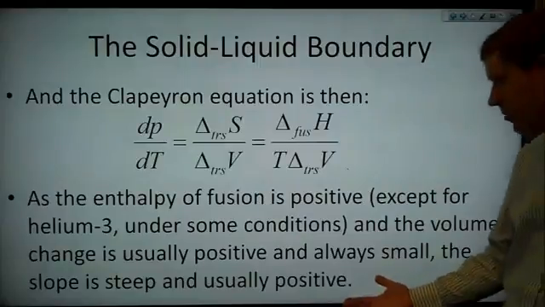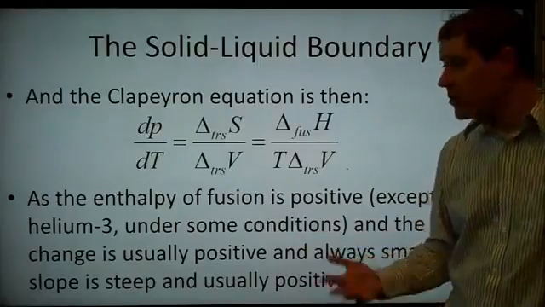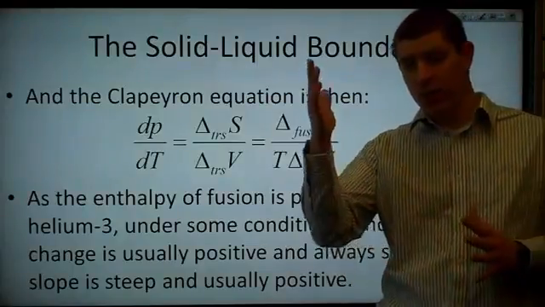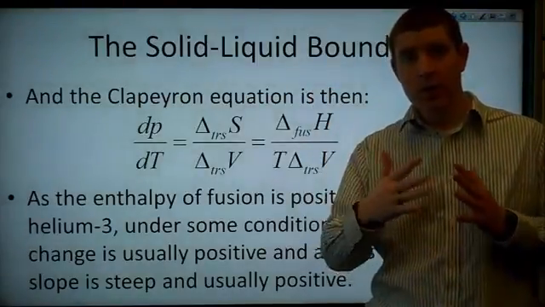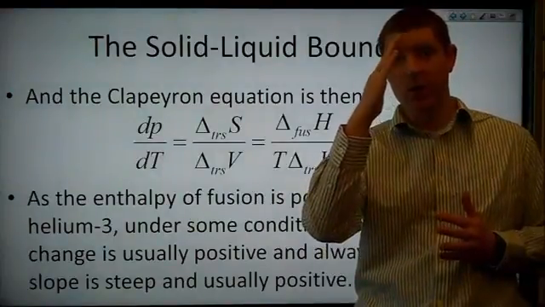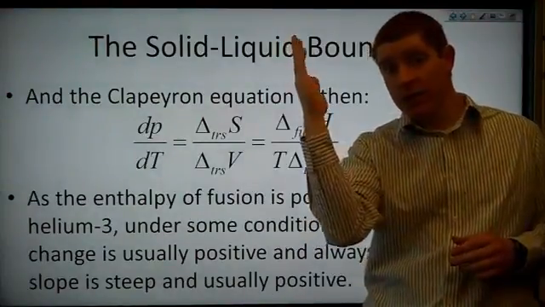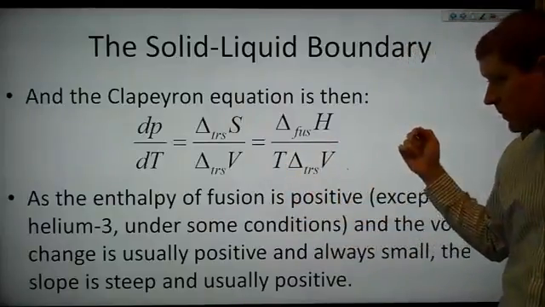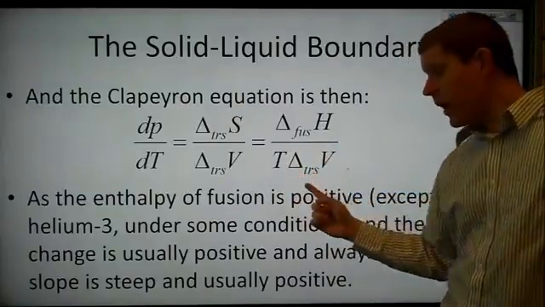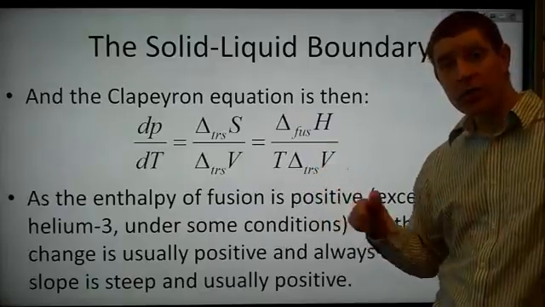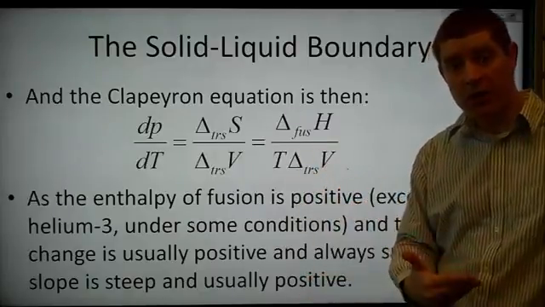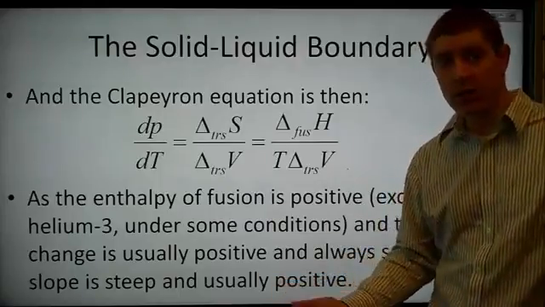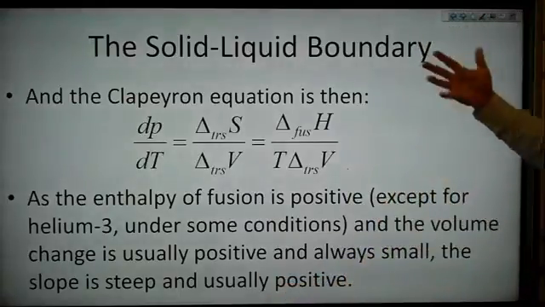This means that the slope is steep, and it's usually going to be positive. So this is why on the phase diagram we have for the melting curve, it's always a very steep slope. It's usually positive slope. Sometimes, like for water, it's a negative slope, because for water this value, the change in volume, is negative for the melting process because the density of liquid water is slightly higher than the density of ice, solid water.